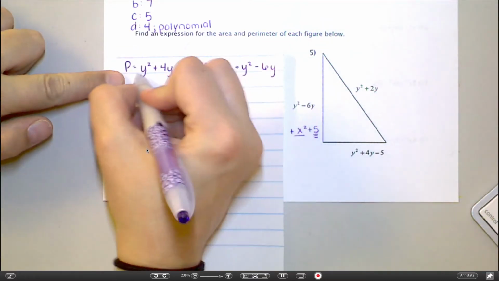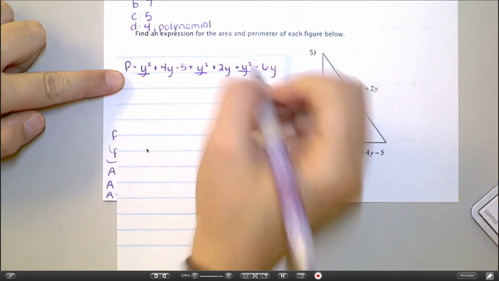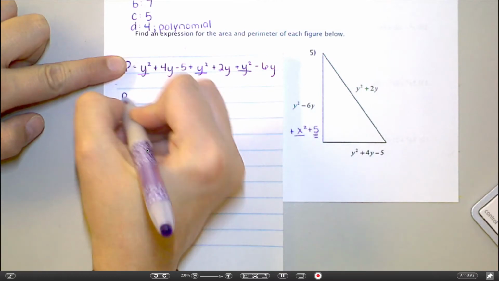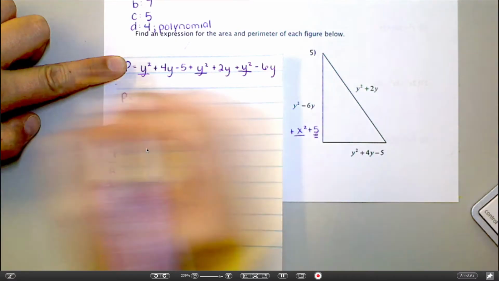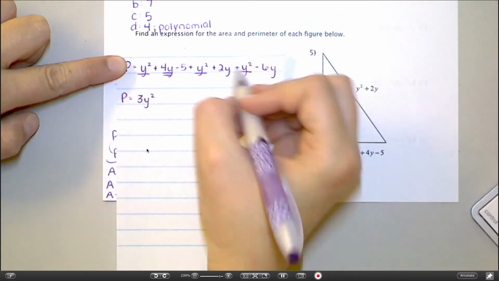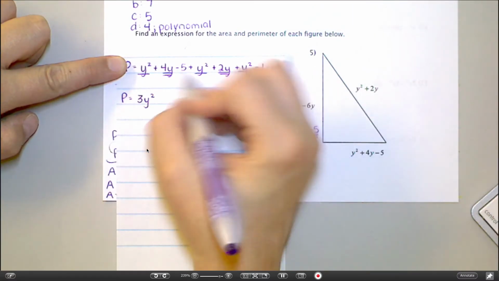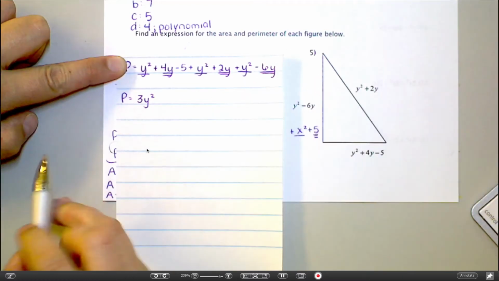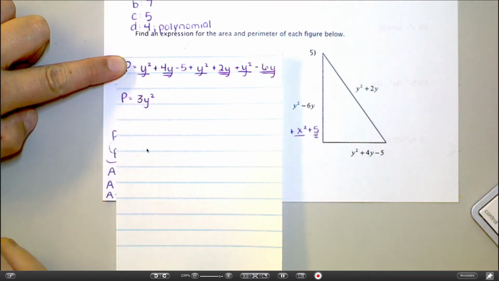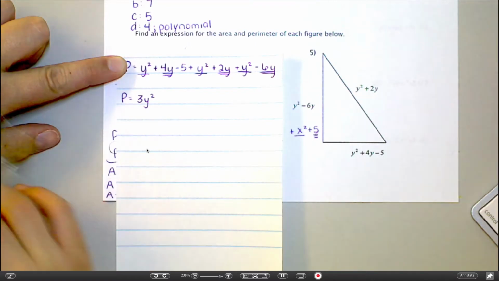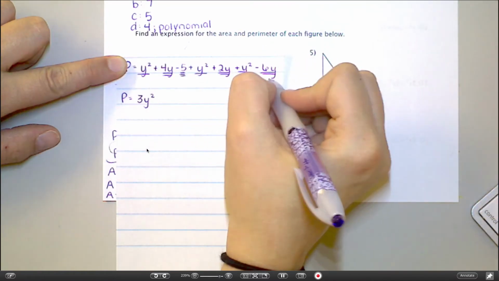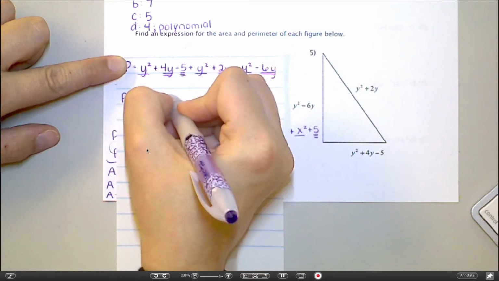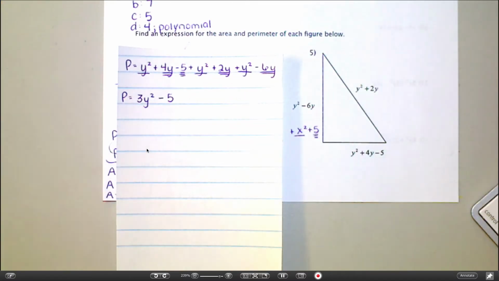What is y squared plus y squared plus y squared? 3y squared. Good, 3y squared. Okay, you're not combining any exponents there. And then I've got a 4y and a 2y and a negative 6y. What's going to happen when I add all those together? You just have 0y, so I don't even have to put that in there. And then a negative 5. So perimeter is 3y squared minus 5.